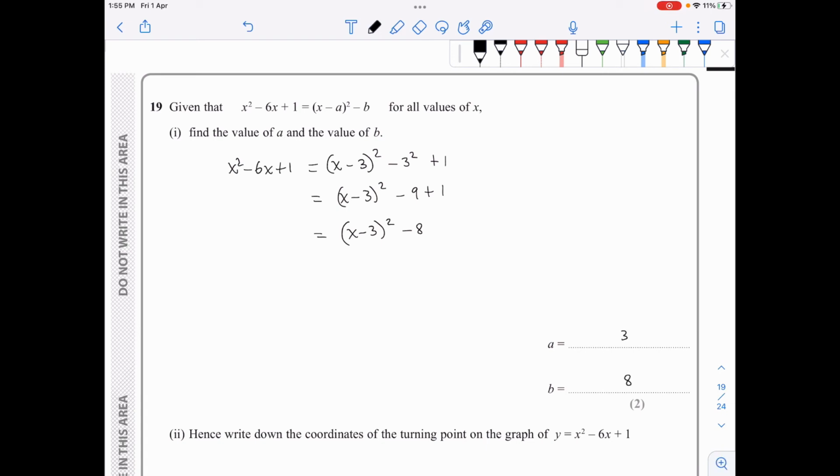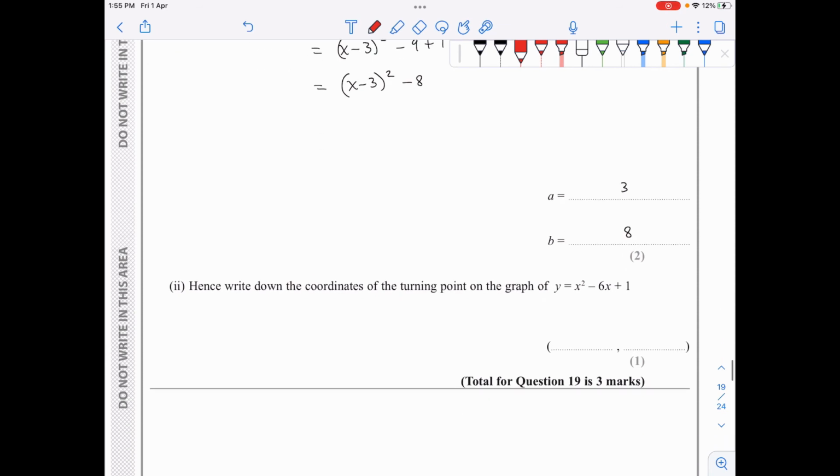Hence, write down the coordinates of the turning point. Now, one of the benefits of completing the square is it makes it really easy for someone to see the turning point of a quadratic, because the x minus a squared will always be greater than or equal to 0. So if I take away b, I easily see that the minimum will be minus 8.